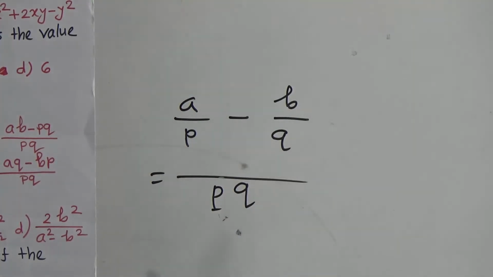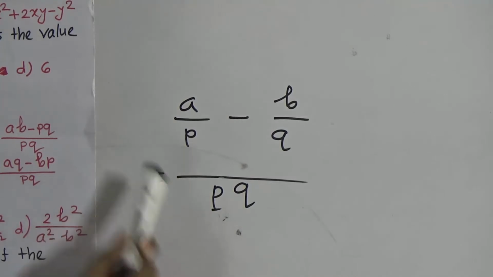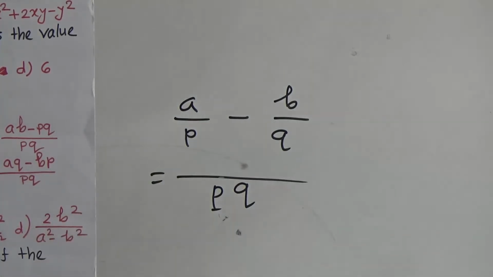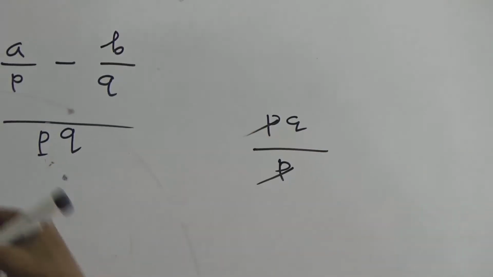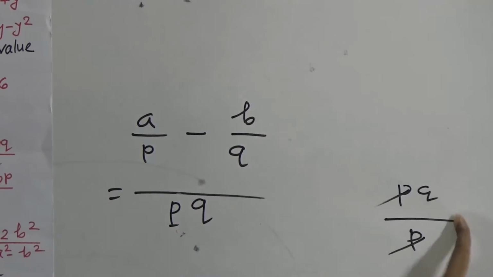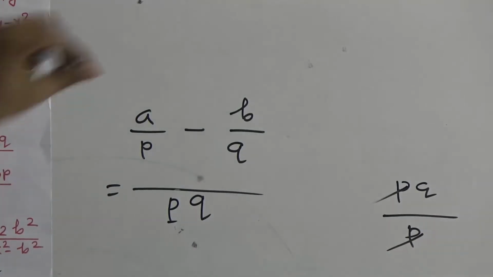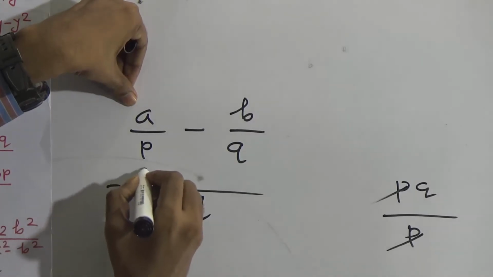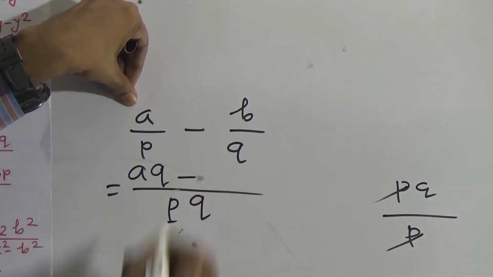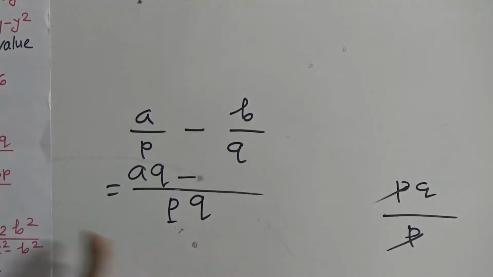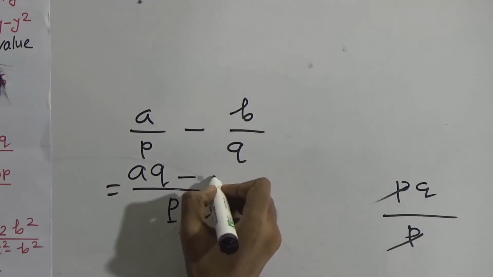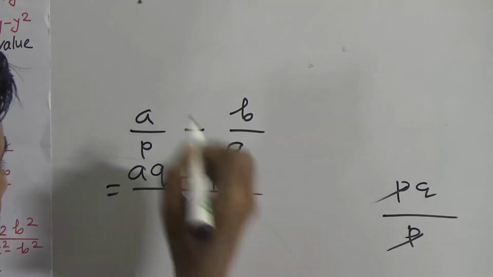Now you have to divide pq by p. Then we get q, because p and p vanish and q is remaining. So you have to multiply q with a, that means aq. Minus, similarly you have to divide pq by q. Then q and q vanish and p is remaining. That means we multiply p into b, that means pb.